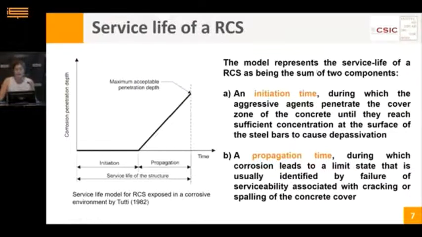An initiation time during which the aggressive agents penetrate the concrete cover until they reach sufficient concentration at the steel surface to cause depassivation. It depends on the amount of the aggressive species and the thickness and quality of the concrete cover. A propagation time during which corrosion leads to a limit state that is usually identified by failure of serviceability associated with cracking and spalling of the concrete cover, and it is inversely proportional to the corrosion rate, whatever the tolerable level of damage.